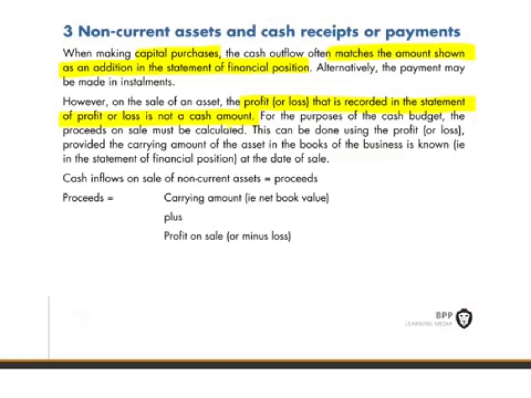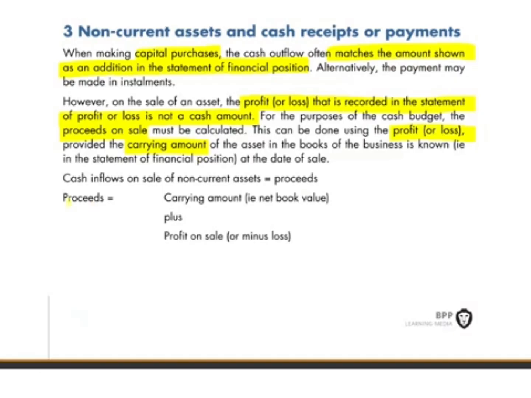So when we're pulling together the cash budget and we're dealing with sale of non-current assets, we need to calculate the proceeds on the sale, which is likely to be different to the profit or loss that we've stated on our statement of profit or loss. Now we can do this by finding the profit or loss that's stated on the statement of financial position, the carrying amount of the asset that has been disposed of, and finding the difference between the two. That should give us the cash proceeds from the sale of that asset.